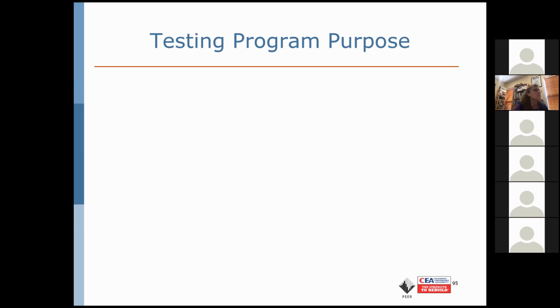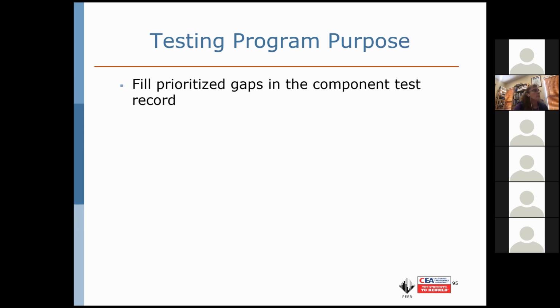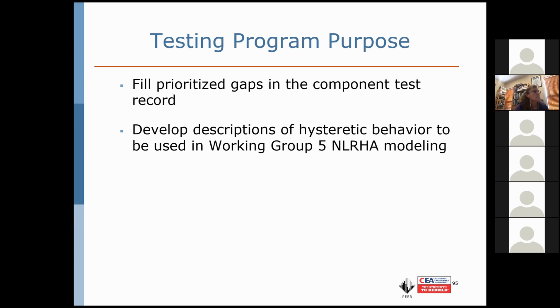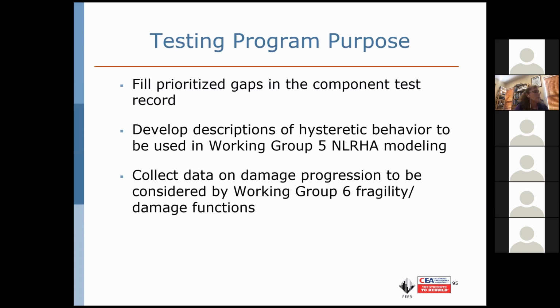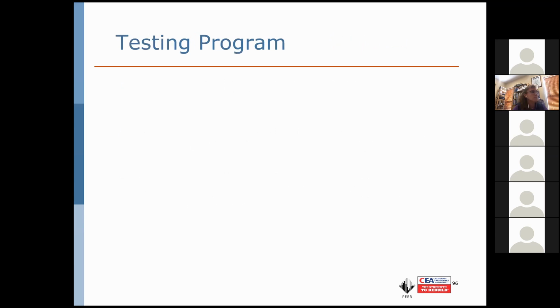in experimental literature. So in that regard, the purposes of this program, both at Berkeley and at UC San Diego, was to fill the gaps in the component test record in the literature, develop some hysteretic behavioral models which could be used by Working Group 5, and I believe Dave Welch and Greg Deierlein will speak tomorrow about their nonlinear response history analysis. Collect data on damage as it progressed to be considered by the fragility damage functions. And you saw some pictures of that from Evan's presentation earlier to lay the foundation for that discussion tomorrow.